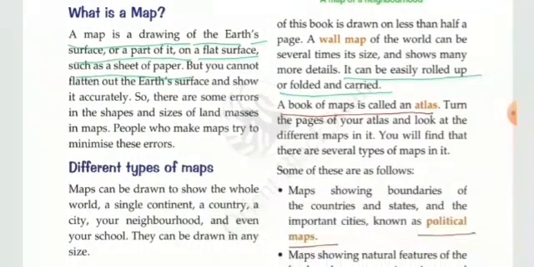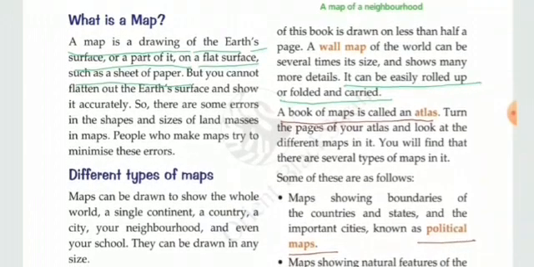Earth has several landforms like tall mountains, valleys, low lands like rivers, plains and all. That is why there are some errors in the shapes and sizes of land masses in the maps.